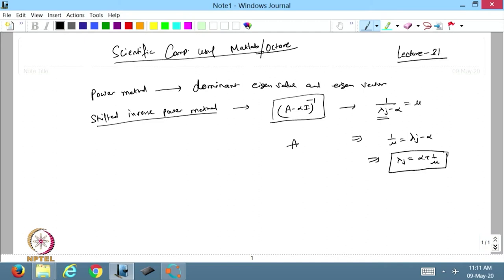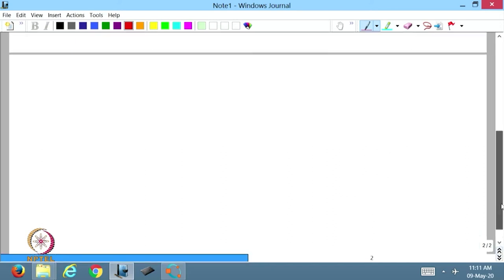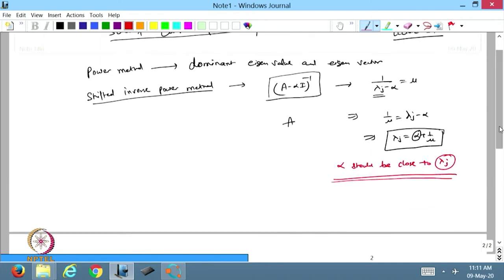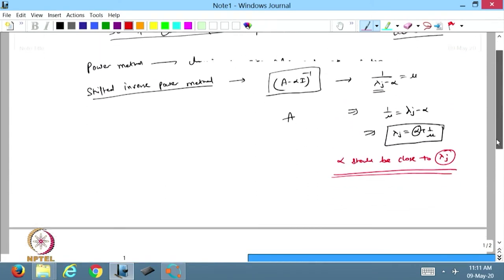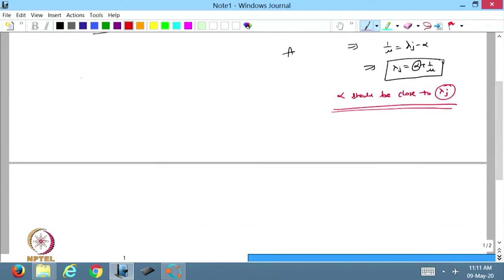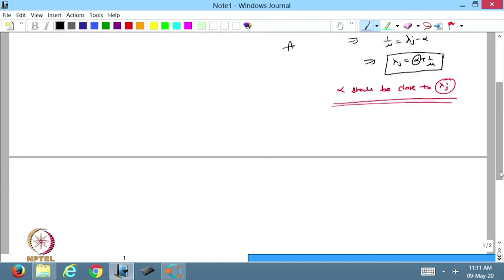Now the question comes: how can we choose this alpha? Because in the previous lecture we discussed that alpha should be close to lambda j, whatever eigenvalue we are finding. But we do not know what lambda j is. So if we do not know lambda j, how can we choose alpha close to it? This is another problem, which will be taken care of by Gershgorin. But before that I just want to do one example. So let us take one example.